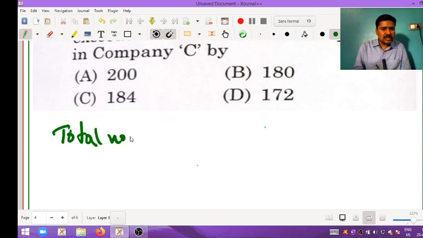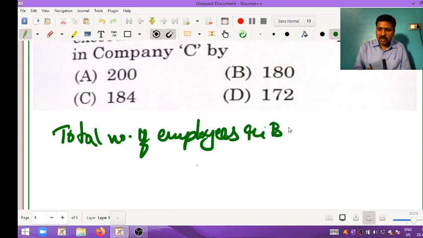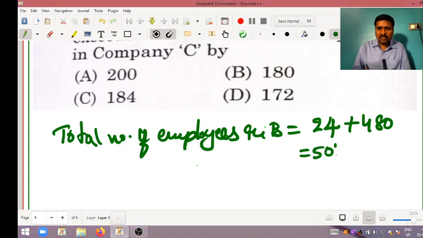Total number of employees in company B is equal to total number of employees, officers 24 plus workers 480. So that is equal to 504. Total number of employees in B.